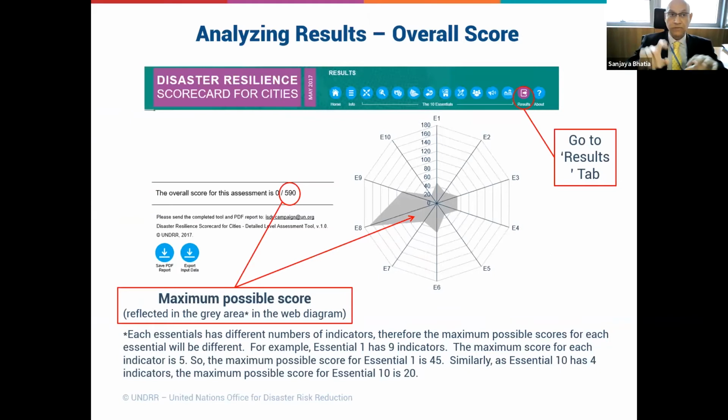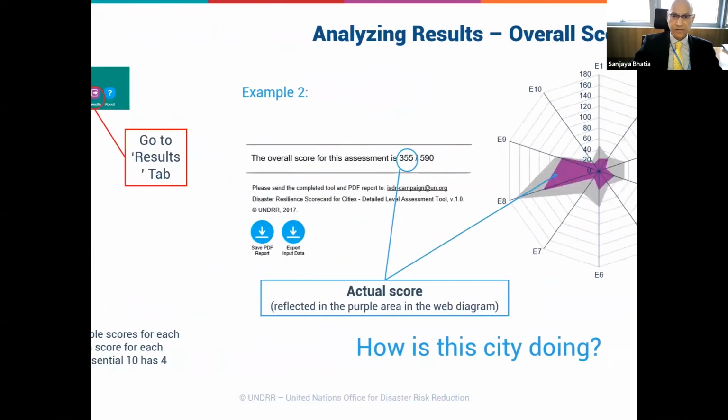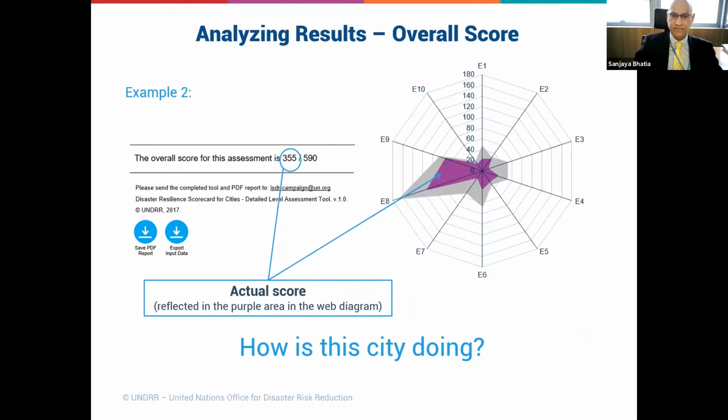You feed in the data, and I would encourage you to take the copy from the workspace and just play around with it and get a score and see, and then you'll get this kind of spider web analytics. And you can have a look. So for example, this is just an example. This city scored 355 out of 590. So you see the web diagram and you can make out how the city is doing.